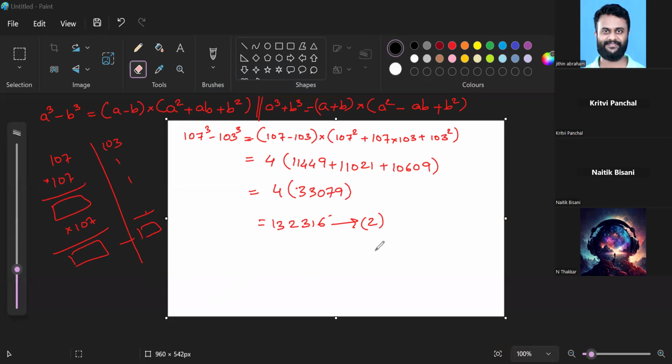Sir, is there a faster method than this also? Mm, cube. Nothing is coming to my mind as of now. No, I think. Okay, sir.